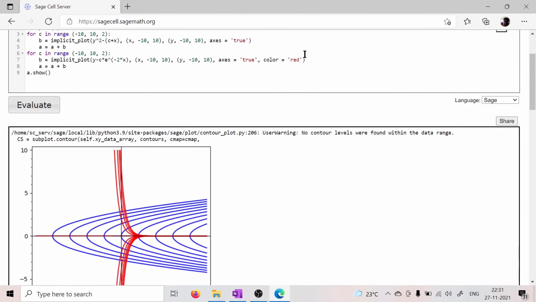The original family of curves are given in blue because we have not specified any color here. So the default color is blue, and for the orthogonal trajectories we have specified the color red. So these red ones are the family of orthogonal trajectories, and these blue curves are for the original family of curves. And we can see at the intersection points of the red and blue lines, the angle of intersection is 90 degrees.